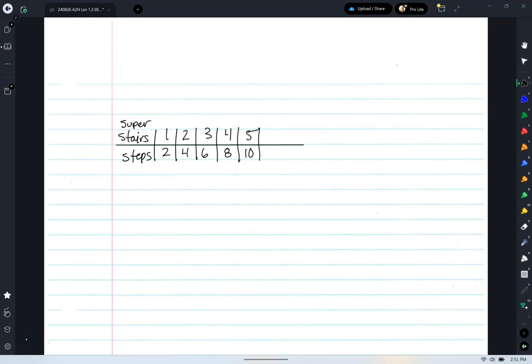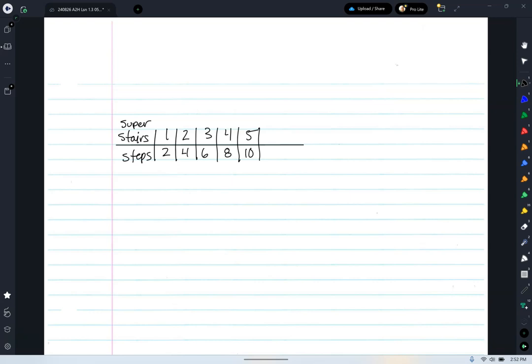All right, so as we're getting started here with our super stairs and our steps, what you should have put down is something that looks like this. Did you get that? Everybody good? So it's double for each one of those. Now, what do you notice pattern-wise here? We have a sequence here. Is there anything particular about this sequence that you notice?